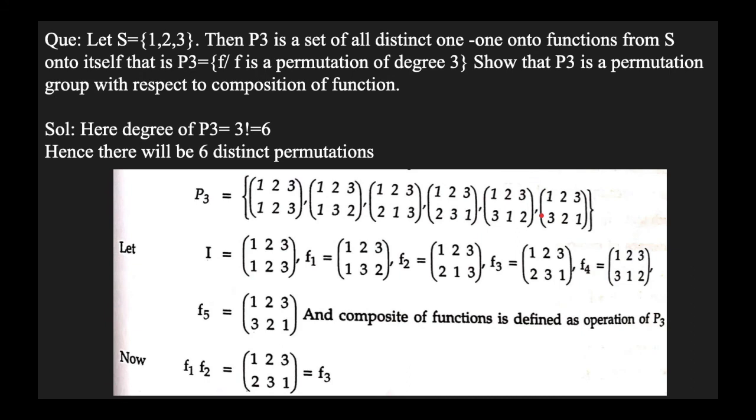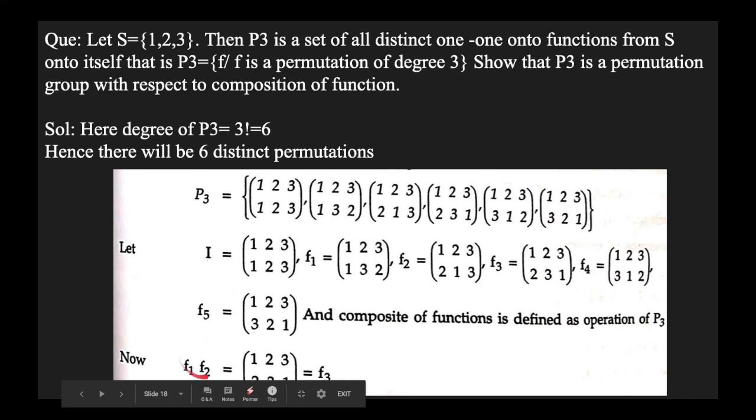Now let us rename them. First, I. This is the identity permutation: 1 goes to 1, 2 goes to 2, 3 goes to 3. The rest of the permutations we name f1, f2, f3, f4 and f5. So there are a total of 6 permutations. Now, the operation is composition.